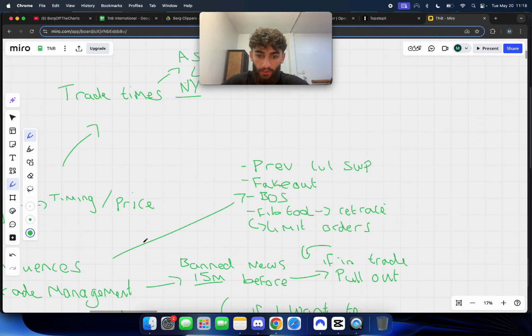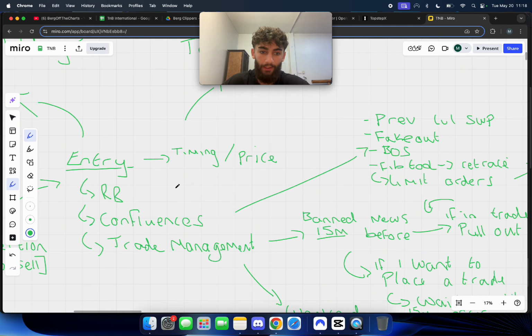Limit orders, because I like to get a good price and I like there to be less emotion involved. So what are my confluences? My confluences are previous session level sweep, fake out, break of structure, fib tool, retrace, and then I place a limit order in the Goldilocks zone. We'll call it the GLZ. Now what RR am I doing? I'm doing 3 risk to reward every single time.